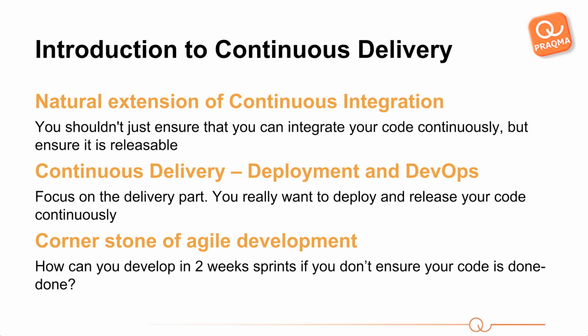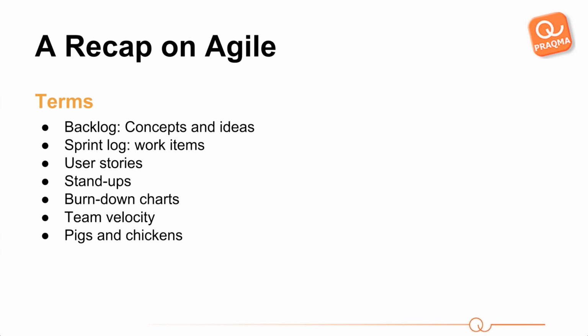What we see continuous delivery as is basically a natural extension of, or support for, the agile development approach. Basically, how can you develop something in a 2-week sprint if you don't know what done is? So you need to be absolutely sure that your code is working, and since that is a highly comprehensive task, you want to automate that, and that is what we mean by continuous delivery. I will elaborate on that.